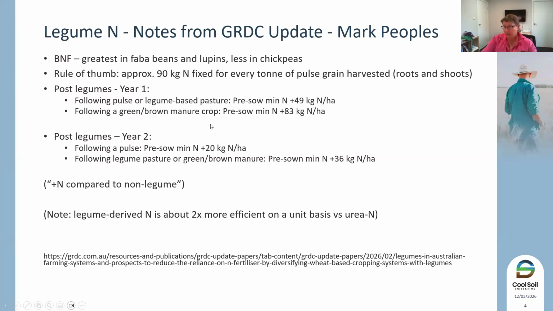So the first year after growing a legume, if that's a pulse or a legume-based pasture, averaged mineral nitrogen for pre-sowing for that next crop was about an additional 49 kilos of N per hectare. If you're following a green or brown manure crop, that can be up to about 83 kilos of N per hectare. And that's additional N compared to if there's no legume in that system. So in terms of starting point into this coming season, what might you expect in terms of that additional mineral N?